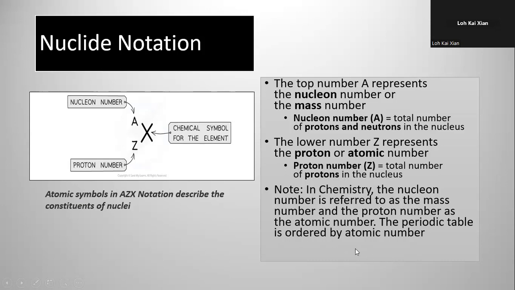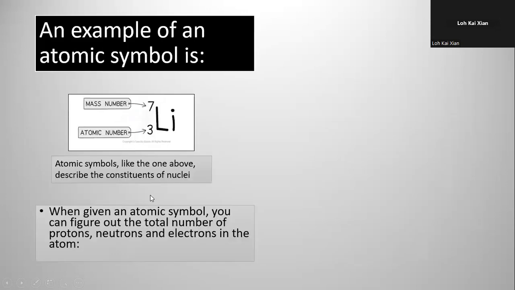In chemistry, the nucleon number is referred to as the mass number, and the proton number is the atomic number. The periodic table is ordered by atomic number, right? Ordered by that. Example of atomic number, right? That's the mass number. That's the atomic number. When given an atomic symbol, you can figure out the total number of proton, neutron, electron in the atom.